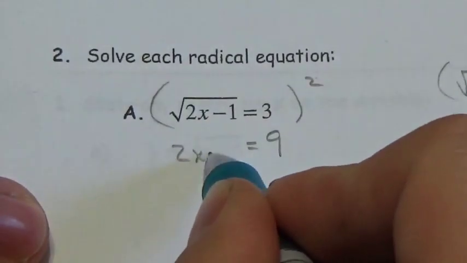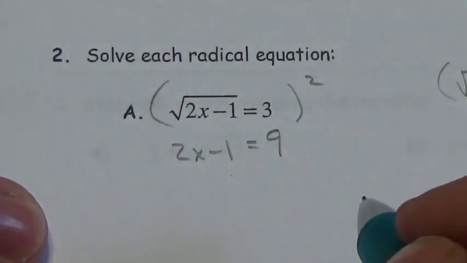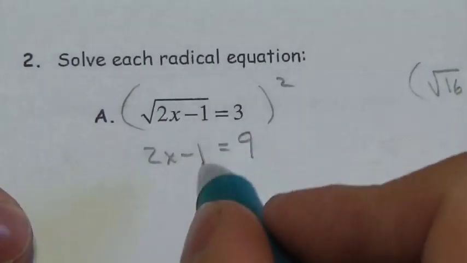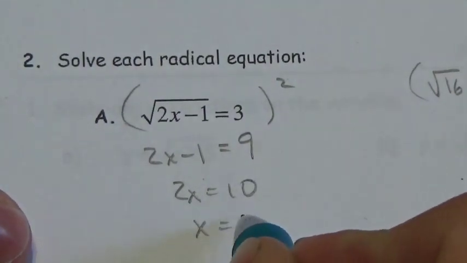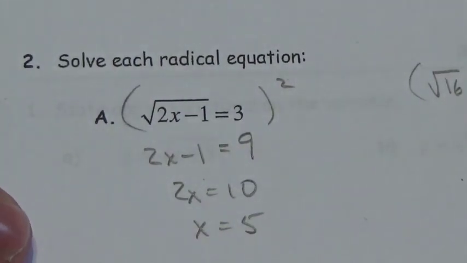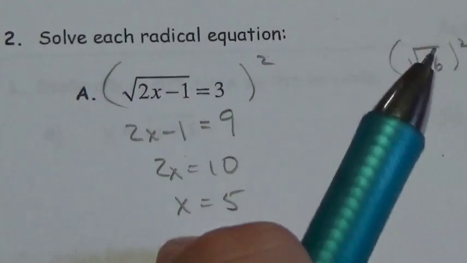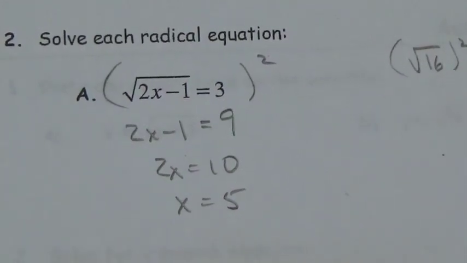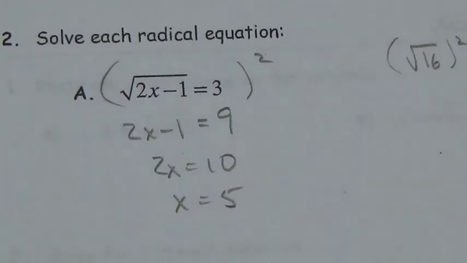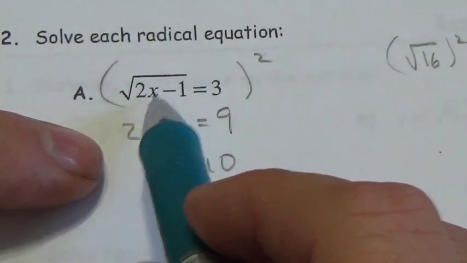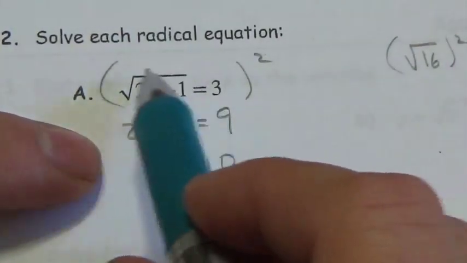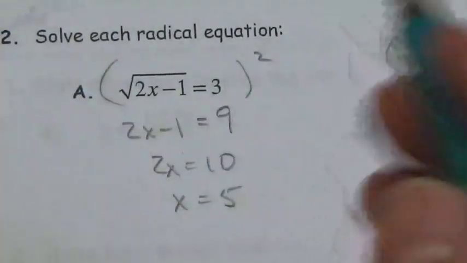I'm going to get 2x minus 1 is equal to 9. I'm going to add that 1 to both sides and then divide by 2. And x is equal to 5. Now, does that work? Well, there are two ways that I can check this. For the first little bit here, I'm going to be a little bit slow with this. If you take 5 and plug that in, 2 times 5 is 10, minus 1 is 9, and the square root of 9 is 3.